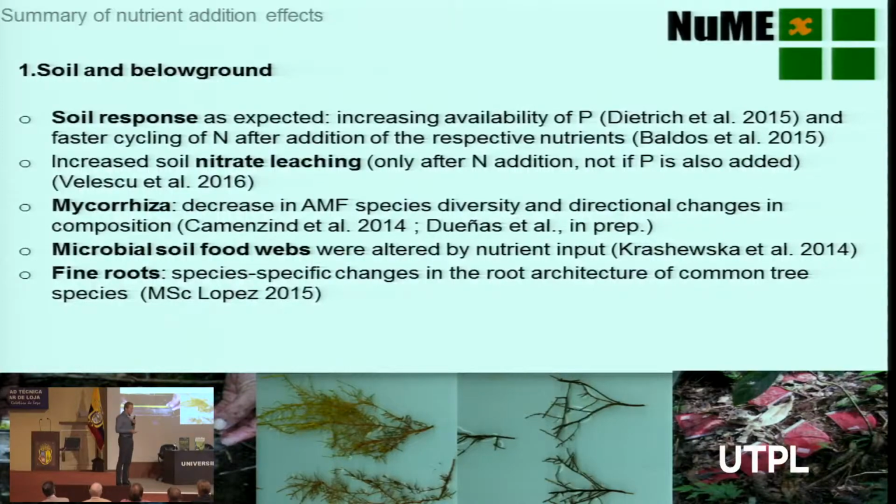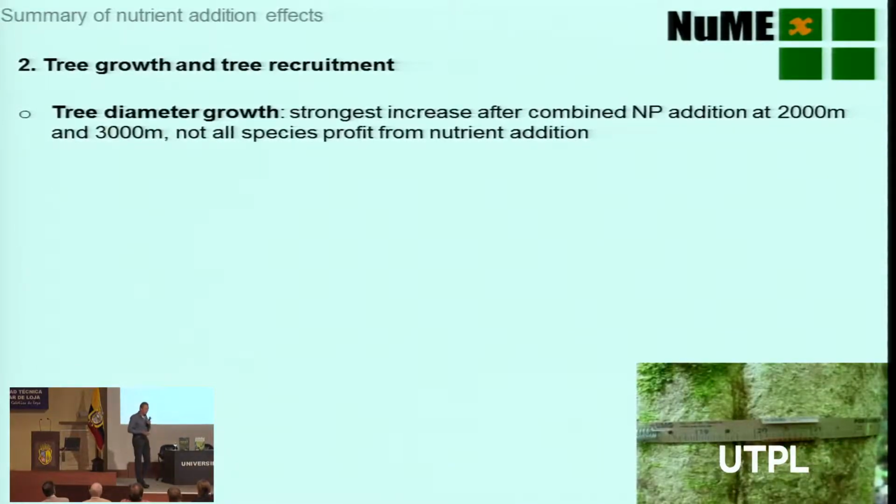So I go on with tree growth, the second chapter of my results, and start with tree diameter growth. So we are using these diameter bands to monitor the tree diameter increment. We do that in about 2,000 individual trees. And our results so far show that we have an increase in growth after combined N and P addition at 2,000 and 3,000 meters. But not all species are growing faster after nutrient addition.